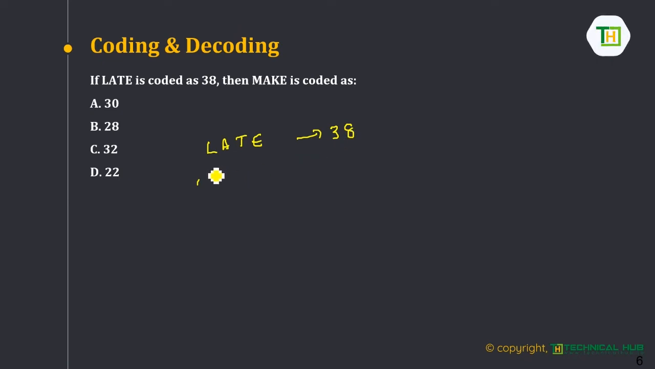So first of all, write down with respect to numbers. L is 12, A is 1, T is 20, and E is 5. If you observe the numbers clearly, the sum of the given numbers is taken. What is the sum? 12 plus 1, 13, 13 plus 20, 33, 33 plus 5, 38. So the sum of the letters with respect to numbers is the code word.